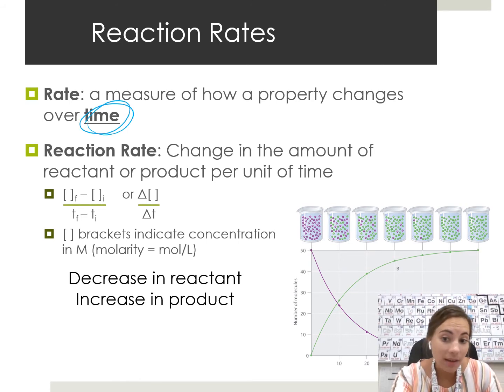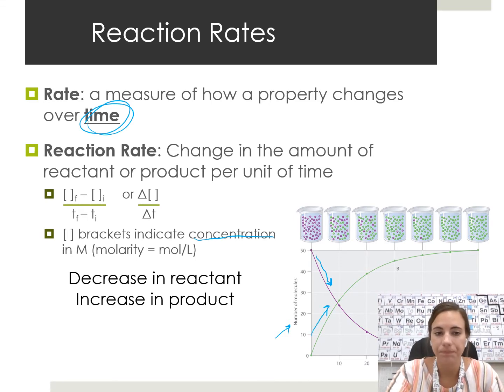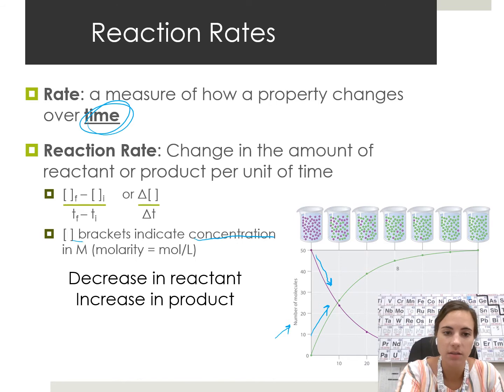So typically for reactions, we're going to be focusing on how the concentration changes over time. So this graph is actually showing number of molecules, but it's the exact same idea. So we notice how our reactant is going to decrease over time, and our product is going to increase over time. So brackets are used to indicate concentration.